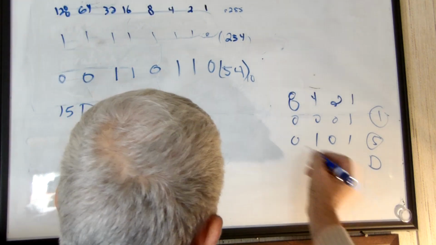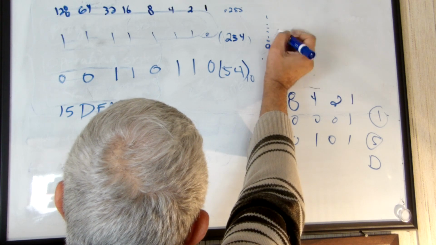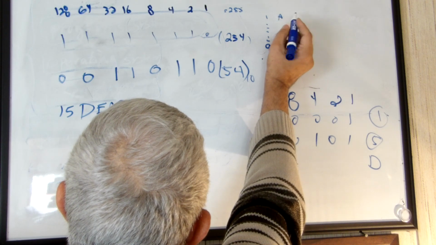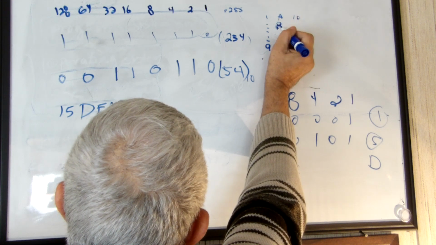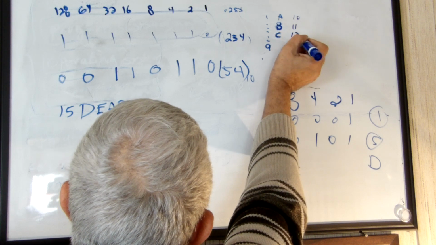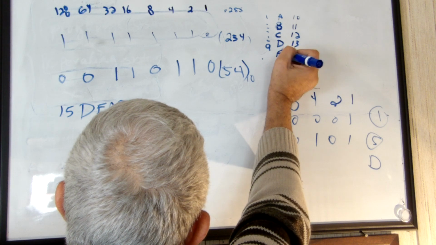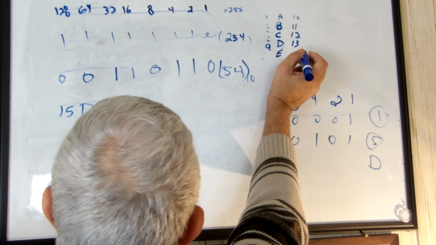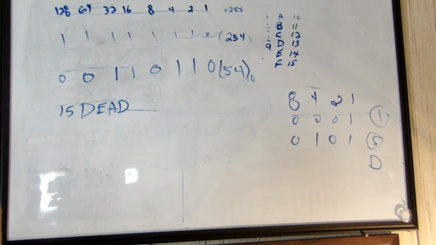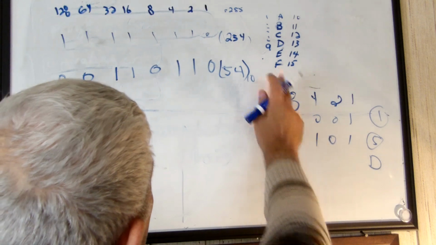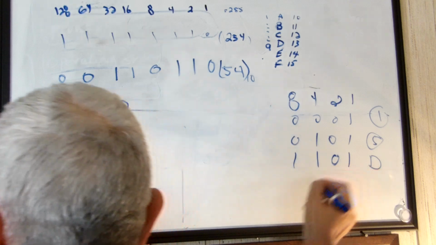D, remember 1 to 9, and then 10 was A, 11 was B, C 12, D 13, E 14, F 15. Okay? Now we say D. What is D? D is 13. What is 13? It's going to be 8 plus 4, 12, and this is going to be 13.